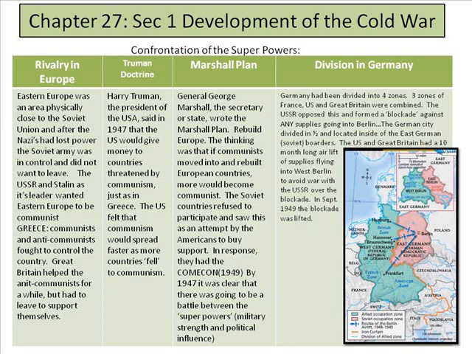The USSR opposed this and formed a blockade. Any supplies going into Berlin, the German city, divided in half and located inside East German Soviet borders. The U.S. and Great Britain had a 10-month-long airlift of supplies flying into West Berlin to avoid war with the USSR over the blockade. In September 1949, the blockade was finally lifted.